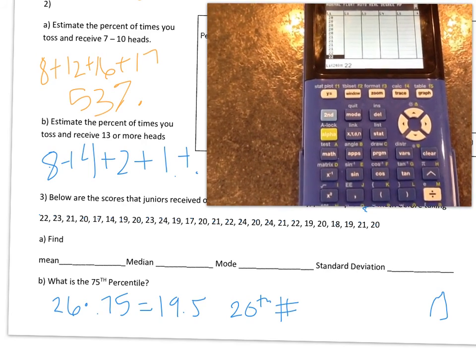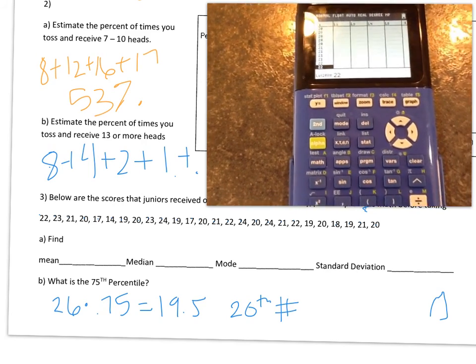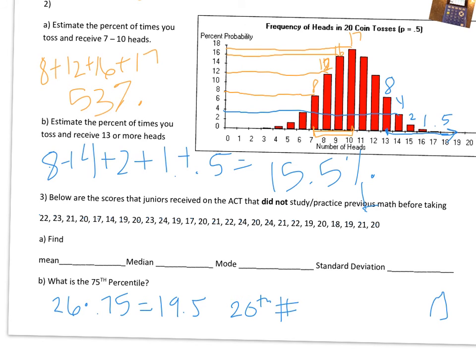Okay, the very last question that I have is what is the 75th percentile? And I already figured out that I'm looking for my 20th number right here because I did 26, because there's a total of 26 problems, times the percent, 19.5. So I'm looking for my 20th number. If I go on my calculator, my 20th number would be 22.